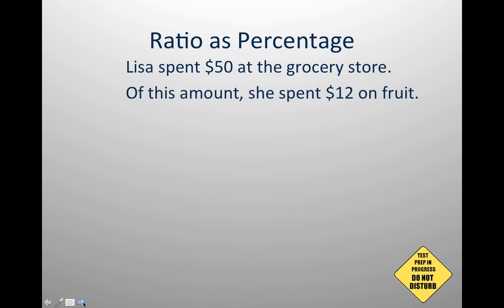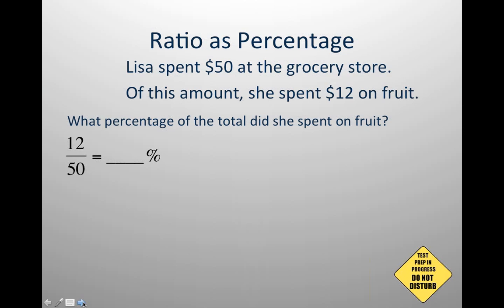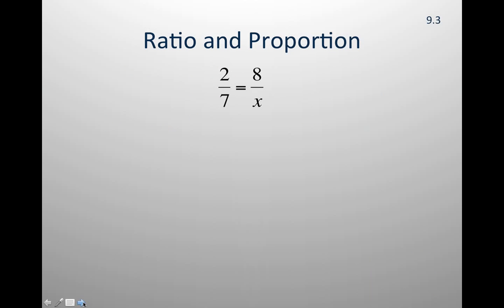Lisa spends $50 at a grocery store. Of this amount, she spent $12 on fruit. What percentage of the total did she spend on fruit? That's going to be 12 out of 50. Now we can divide 12 by 50, and then that will give us 0.24. Move the decimal 2 places to the right, 24%.